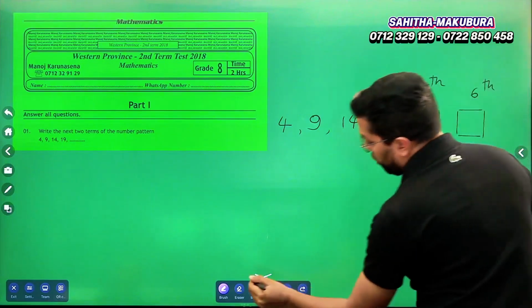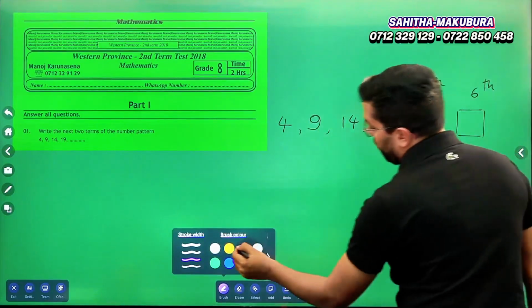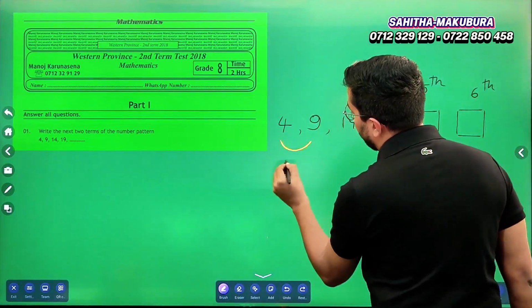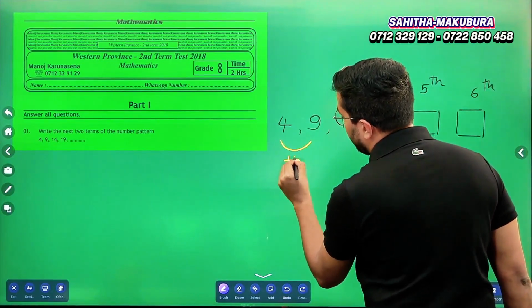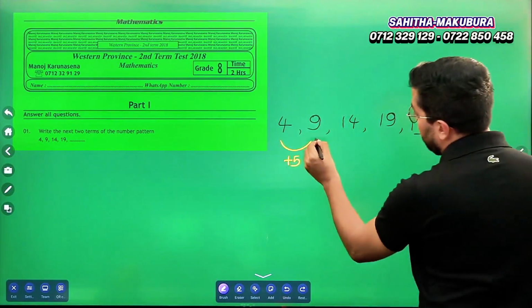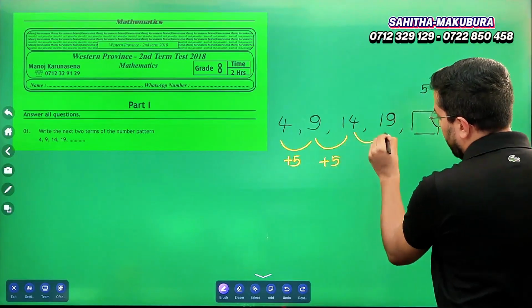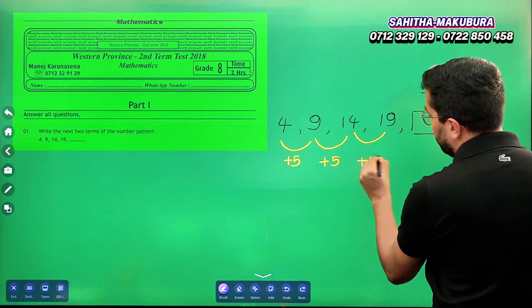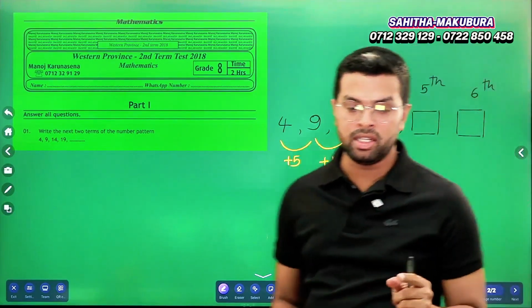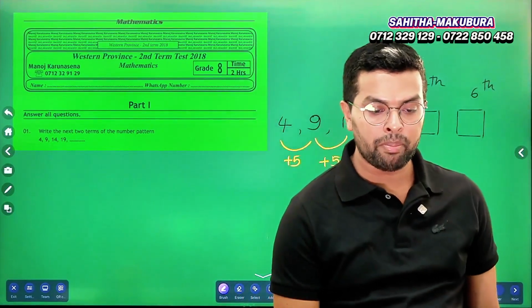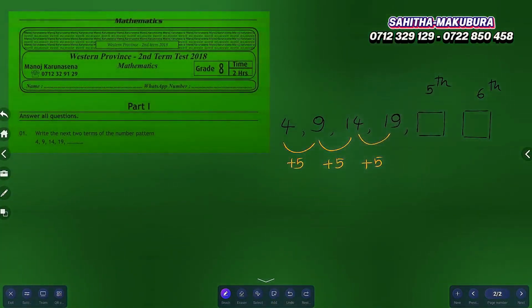It's clear for us that once you add 5 to 4, you will get 9. 9 plus 5 gives you 14. 14 plus 5 is 19. So we are clear about the number pattern here. To get the next term of this number pattern, what we have to do is very simple. Let's add another 5 to this number 19.